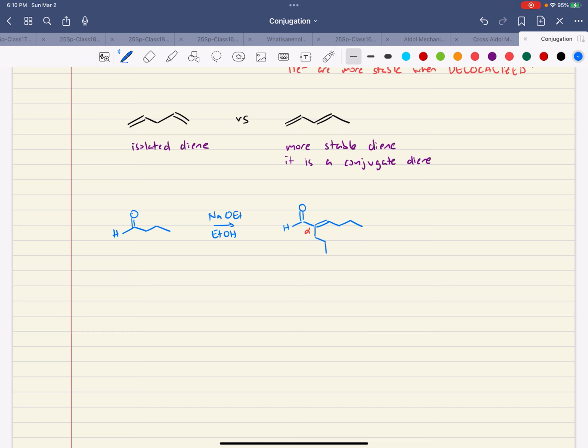At some point, you'll be that fast, or you're probably already that fast, some of you, to draw the conjugated aldol product. So this is the product of the aldol conjugation.